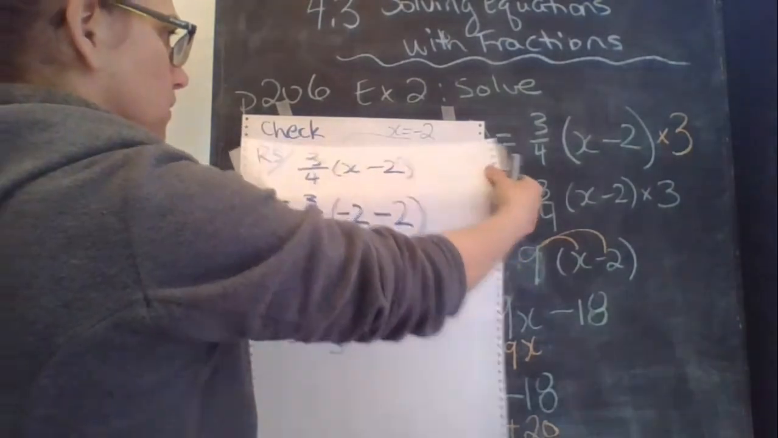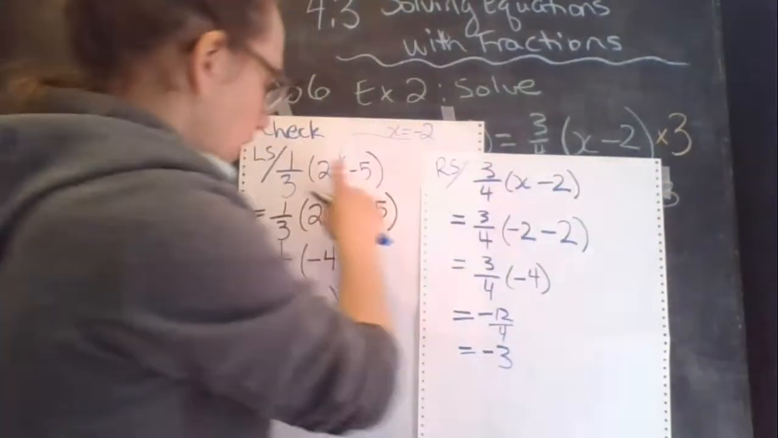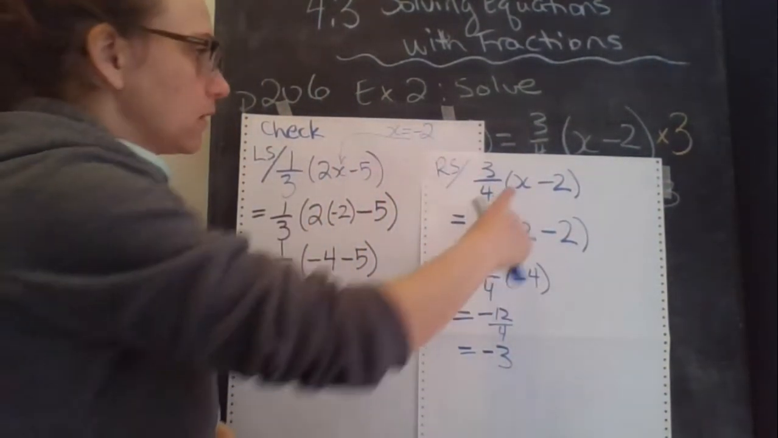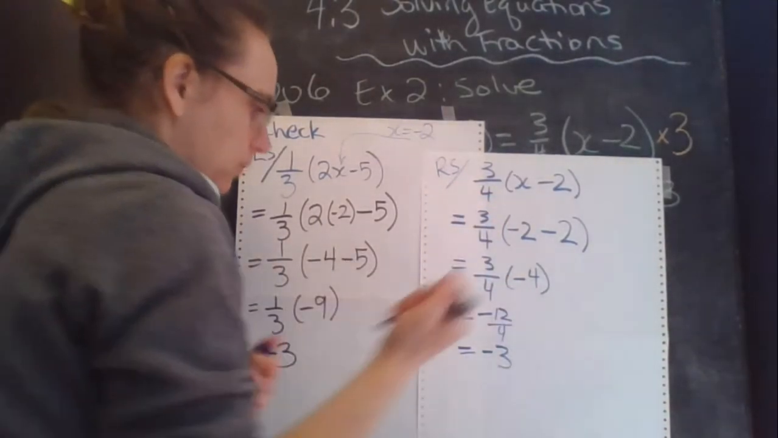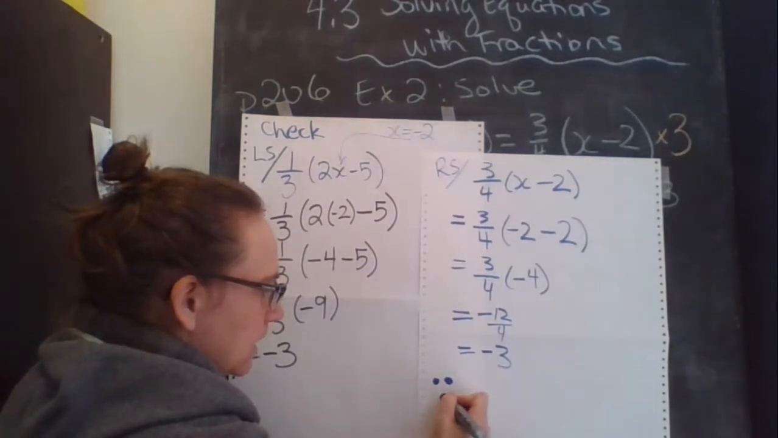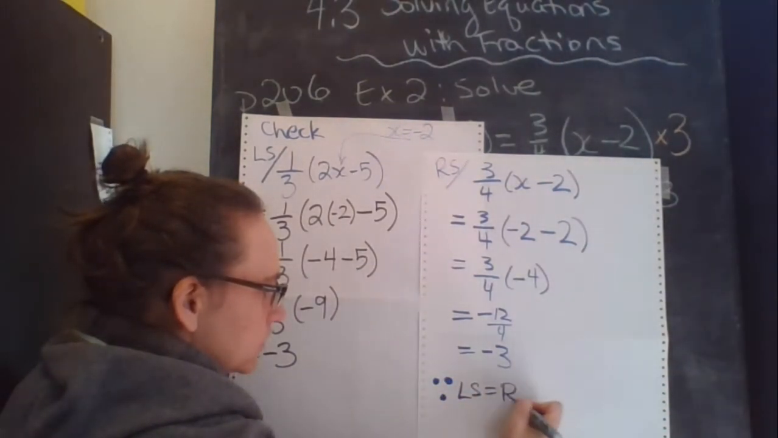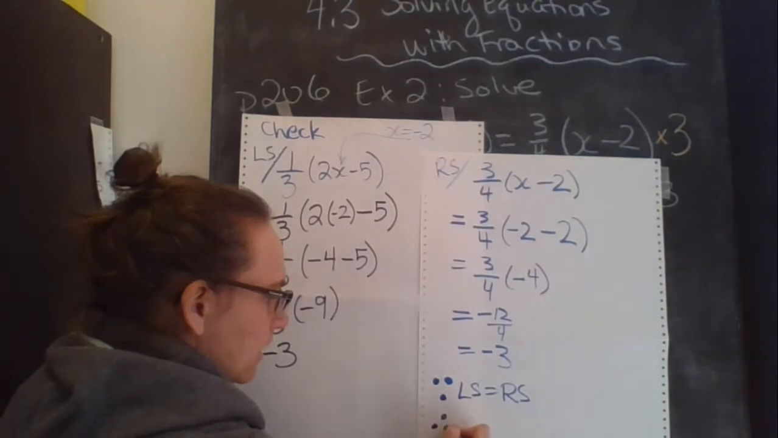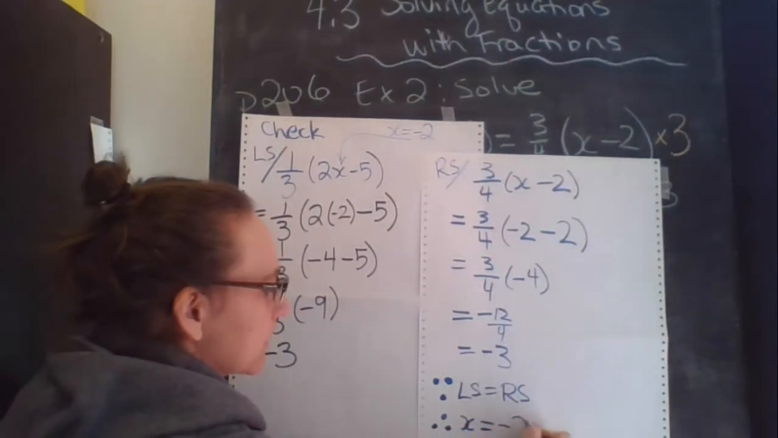So let's see how that worked out. Left side gave me -3. Right side gave me -3. We did it. We got it right. Upside down triangle, since left side equals right side, therefore x is -2.